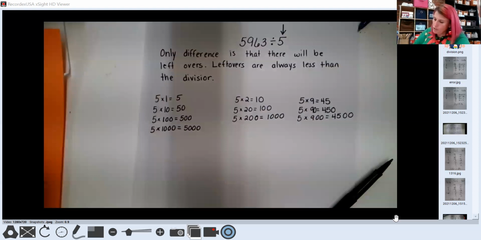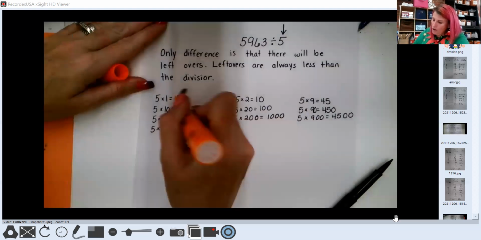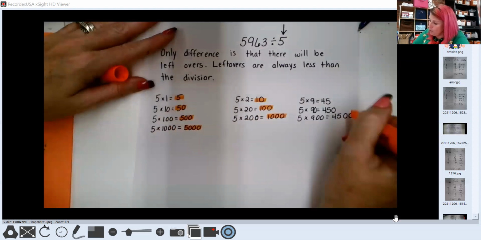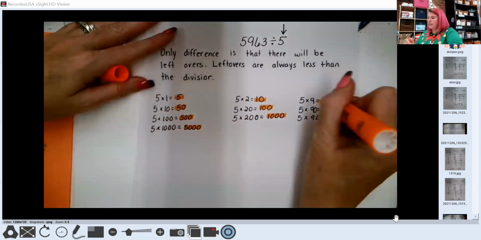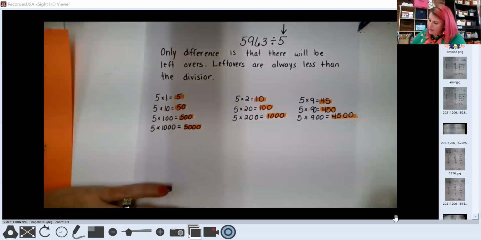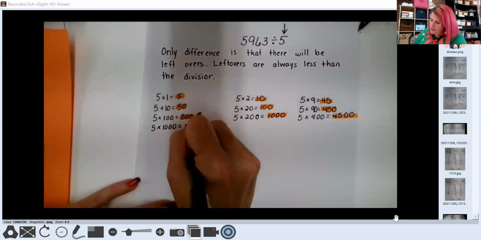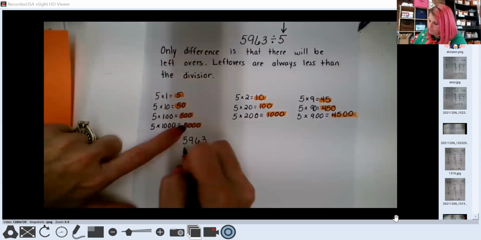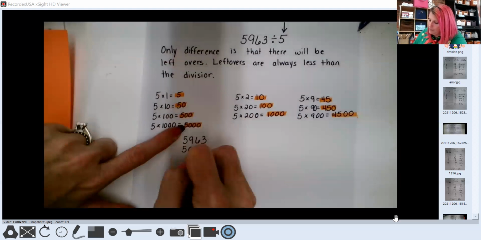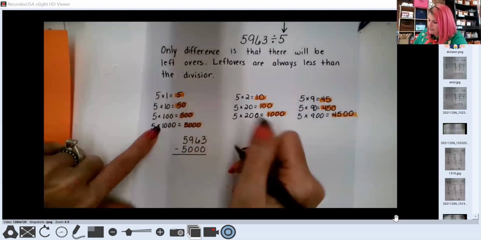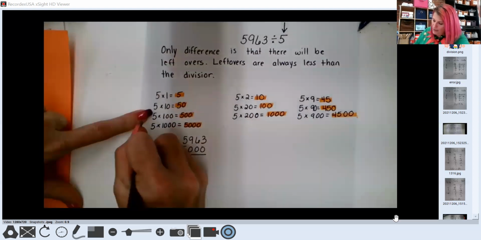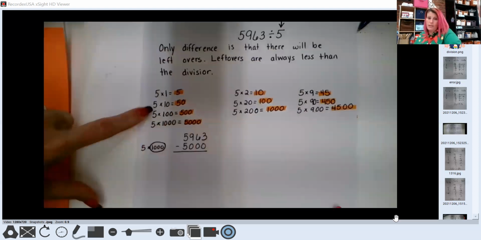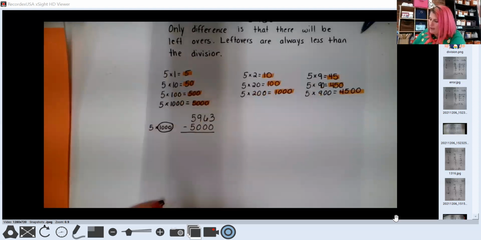Remember, these are my multiples. I'm going to start with the biggest chunk that I can pull out, which should be the last multiple I wrote. So now I'm going to write over here 5,963, and I'm going to start with my biggest chunk, which is 5,000. I'm going to subtract that out, and that is 5 times 1,000. I'm circling my 1,000 because that's how many times I just used the number 5. And now I'm going to subtract.